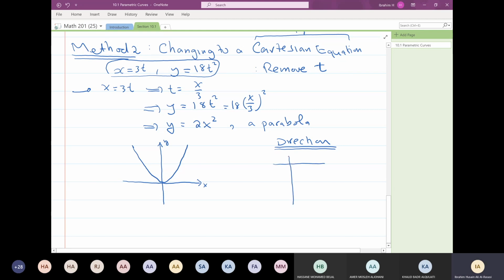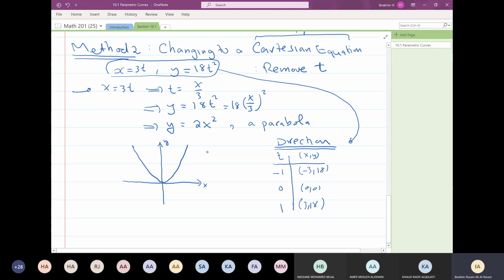Usually it is enough to take 3 points, t and x and y. Take negative, 0 and positive, for example, -1, 0, and 1, and find the corresponding points. If t equals -1, I have to substitute again in the parametric equations. You get -3, 18. At 0, it is 0 and 0. And at 1, it is 3 and 18. So these are the points.